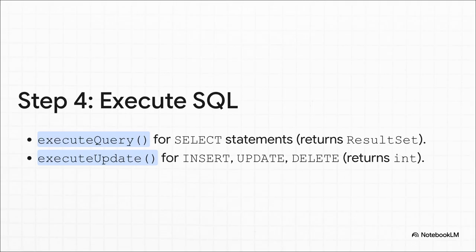Okay, if you're studying for an exam, listen up, because this is a guaranteed question. There are 2 main methods, and you absolutely have to know when to use which. If you're running a select query, anything where you expect data back, you use executeQuery. That gives you a result set. But if you're changing data with insert, update, or delete, you use executeUpdate. That one just returns a number, telling you how many rows you changed.